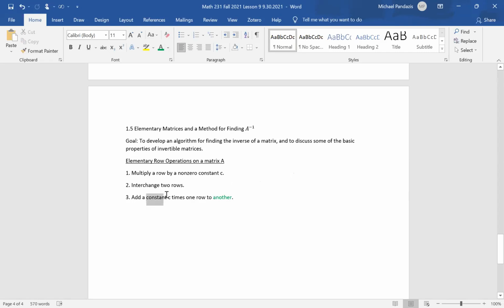You're taking a constant C times one row and you're adding it to another one. And so the one that you're adding it to, that row is changing. The original row that you multiplied by constant C is not changing by this operation. You're only multiplying it by a constant so that you can take that multiple and add it to the other row. And so it's the other row that's actually changing, not the row that you're, in your head, multiplying by a constant.